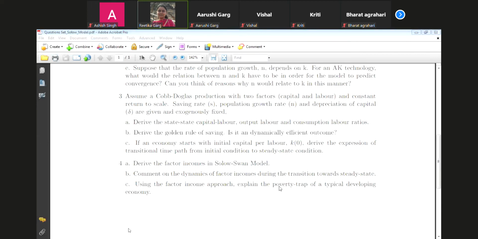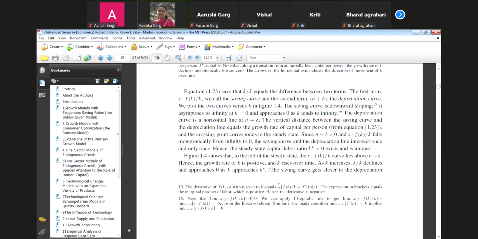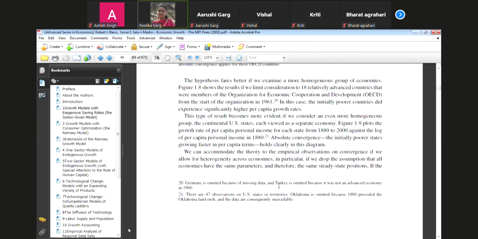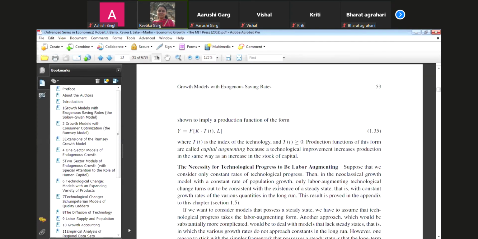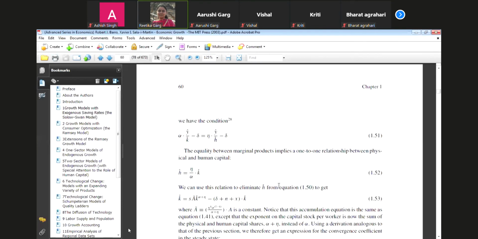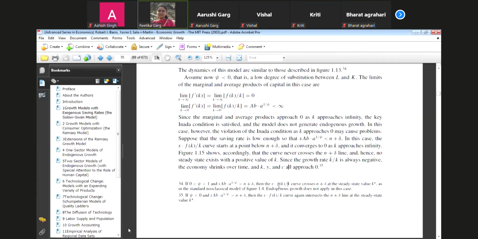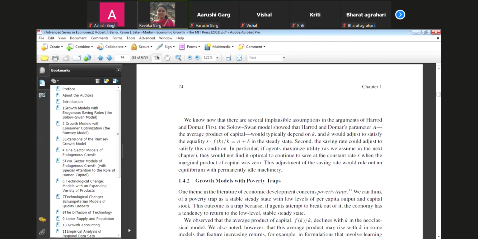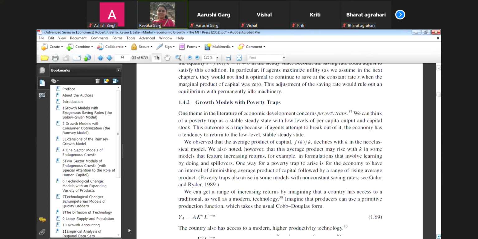Let me open the textbook. Yeah, we can read about this. So the assumptions now change a little. Let's see what the assumptions are.